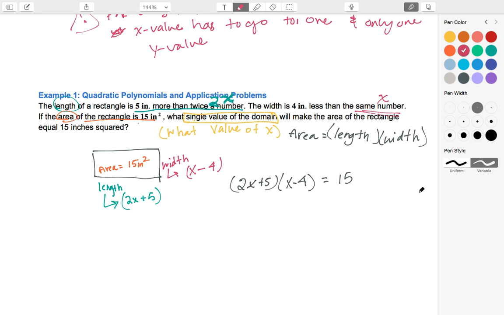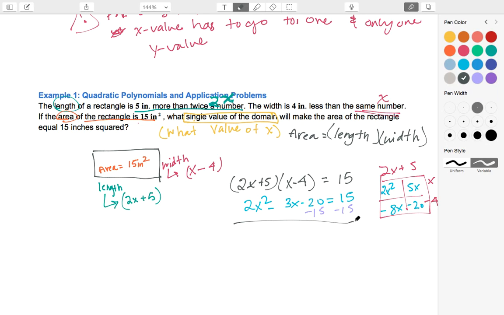I'm going to do some scratch work on the side. I'm going to do the box method. I have 2x plus 5, and then I have x minus 4. When I do that, I get 2x squared, positive 5x, negative 20, and then negative 8x. Great. Once I combine like terms, I get 2x squared minus 3x minus 20 equals 15. To find x, I need to get one side equal to 0, so I'm going to subtract 15 on both sides. And I get 2x squared minus 3x minus 35 equals 0.